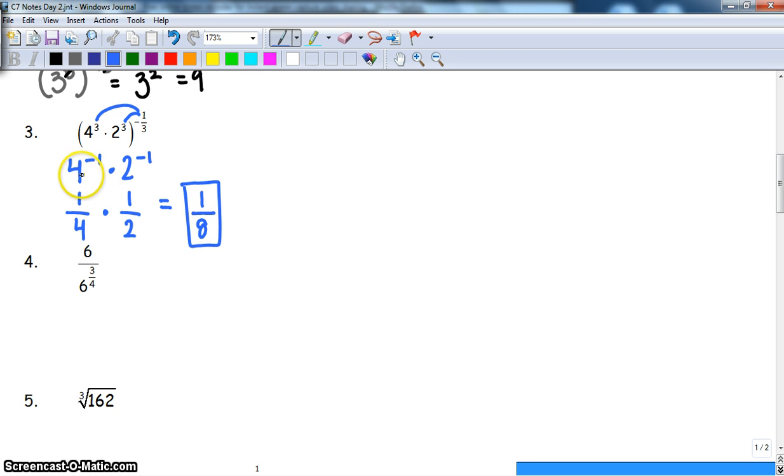Okay, another thing you could do is just multiply the 4 and 2 right now and get 8 to the negative 1 power. You can do that because remember that exponents are just ways of showing roots, and when you have 2 roots, you can multiply those together. So 8 to the negative 1 also comes down to 1/8.